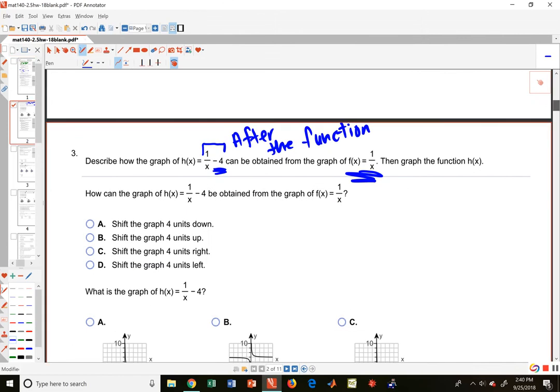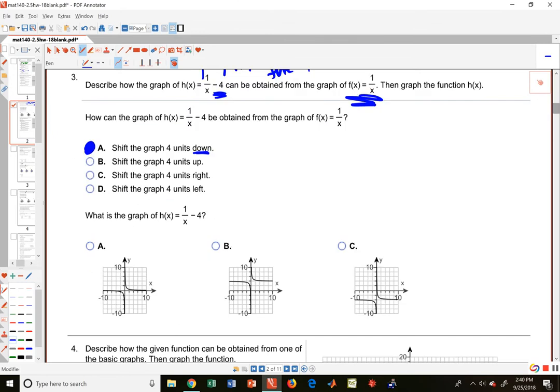When you do it after the function evaluation, you go up or down, and this time it actually goes in the direction you expect it to go in. So a minus 4 actually goes down 4 units. 1 over x looks like this. This is 1 over x. 1 over x equals 1 at 1, and minus 1 at minus 1. Now if you shift it down by 4, the 1, 1 goes to here.